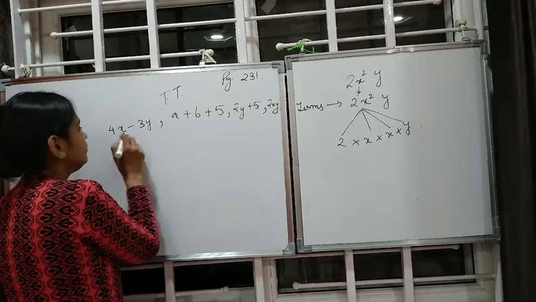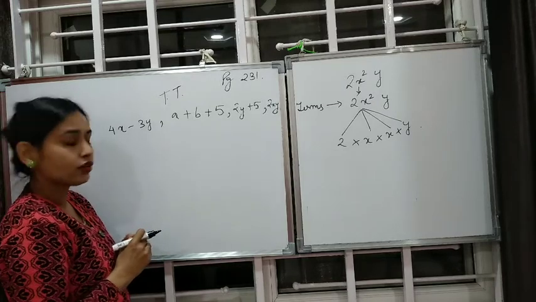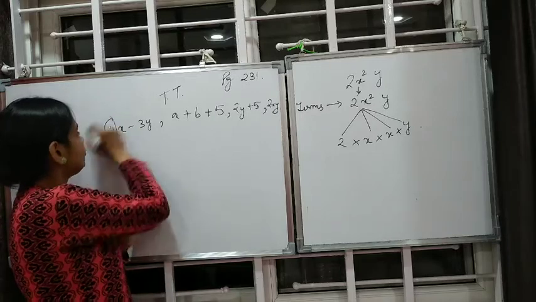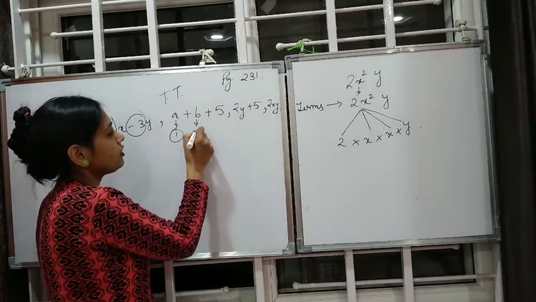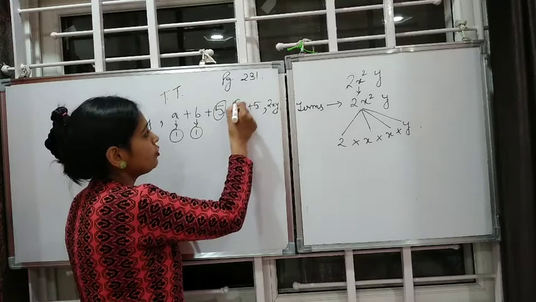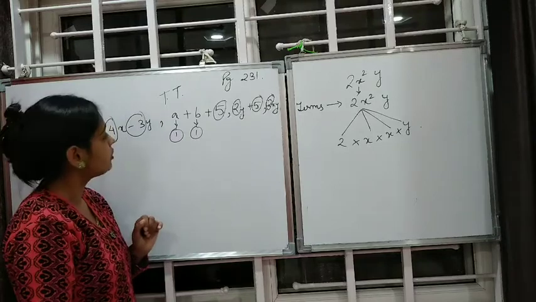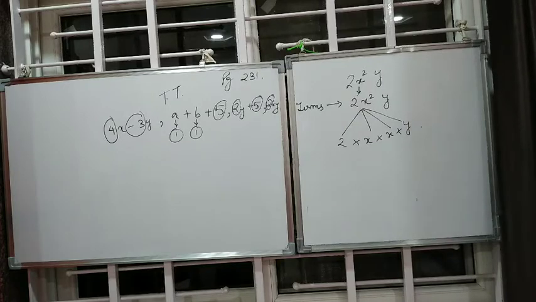So this is one term, this is another term in this expression, right? Now we have to find what? Coefficients. Now who are the coefficients? The numerical factors. Who are the numerical factors? The numbers. So here 4, here minus 3, here nothing means 1, nothing means 1, here 5, here 2, here 5 again, and here 2. Okay, so the circled ones are your answer. This completes your try these of page 231.